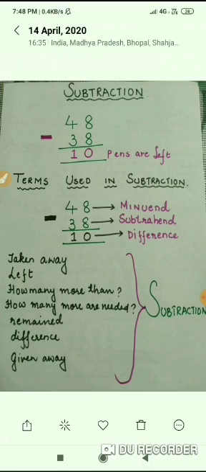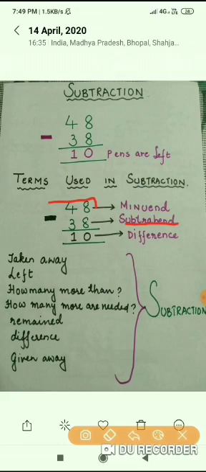We use the subtraction sign to write a subtraction sentence. Children, do you remember the terms used for subtraction? Yes, the terms used in subtraction are minuend, subtrahend and difference. What is minuend? Minuend is the number you subtract from, which means 48 is the minuend, and the number which is subtracted is called subtrahend, and the answer which we get after subtraction is called the difference.